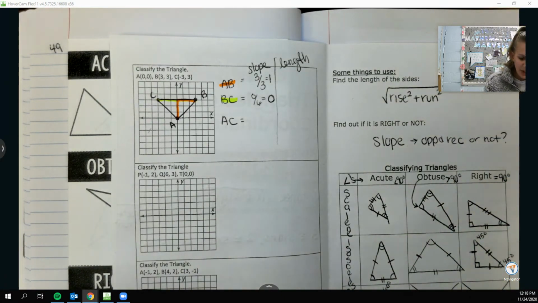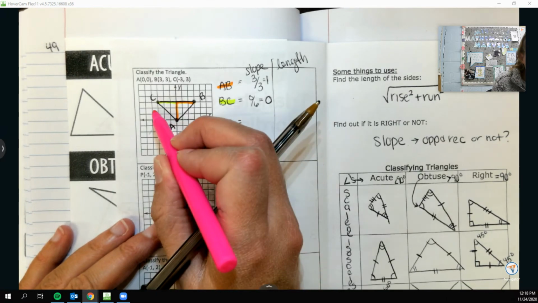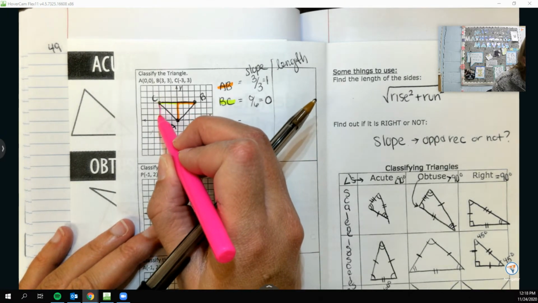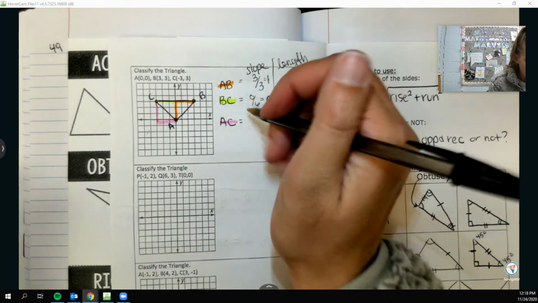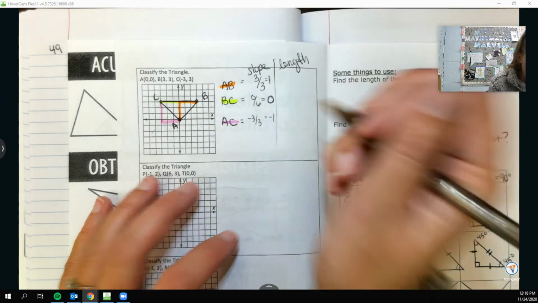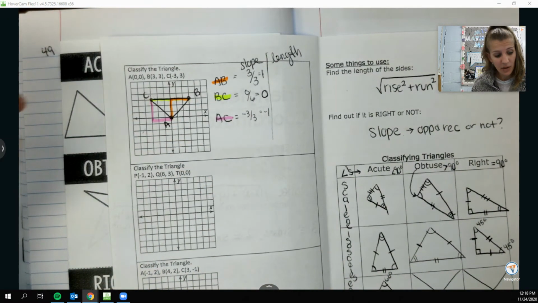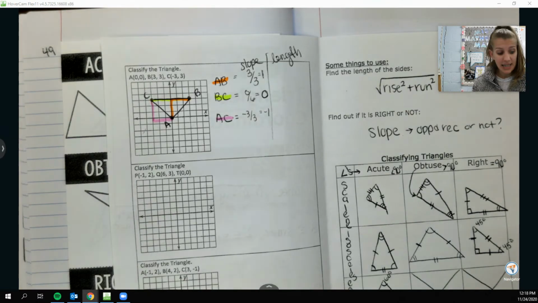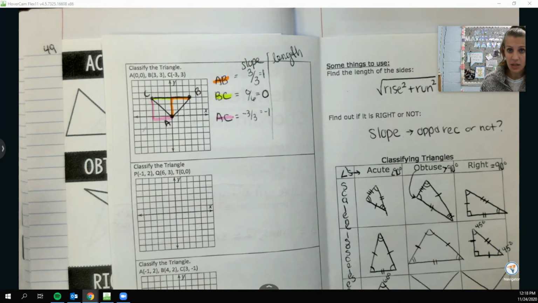And then last but not least, to find the slope of AC, I actually have to start at C and go to A because it's leftmost. And I would go down 3, right 3. So down 3, right 3 is -1. So what I can tell right now is that my triangle is a right triangle because 1 and -1 are opposite reciprocals of each other.